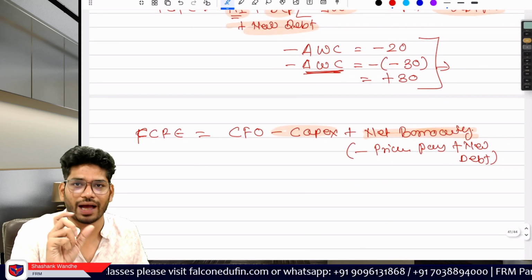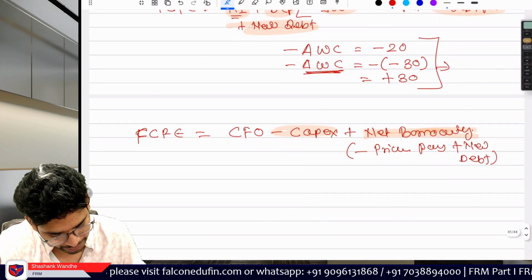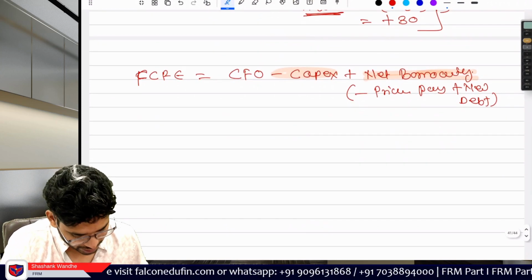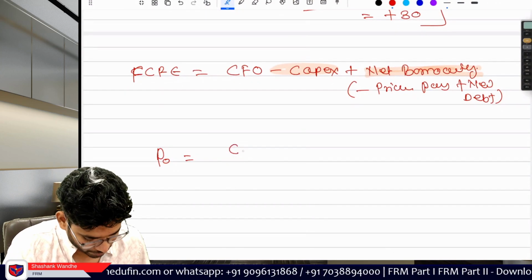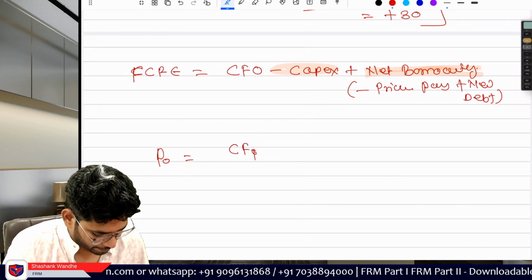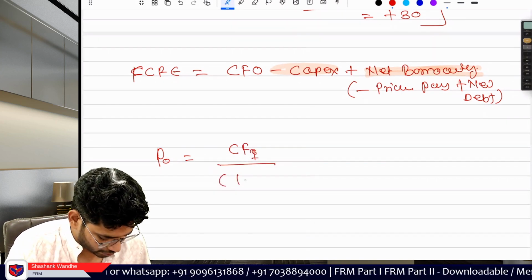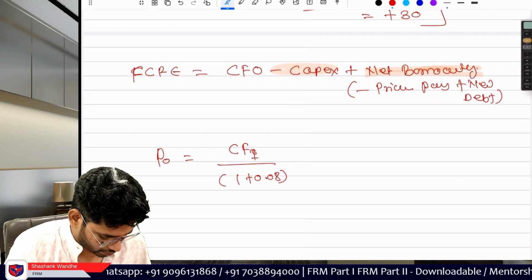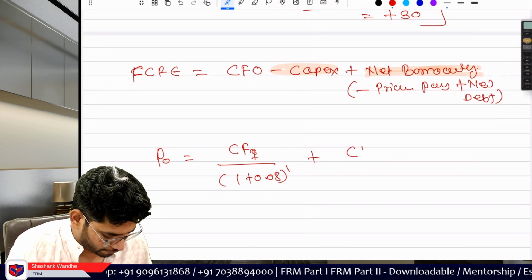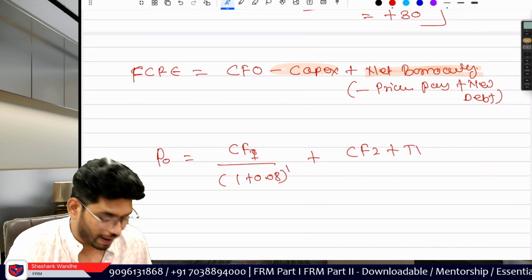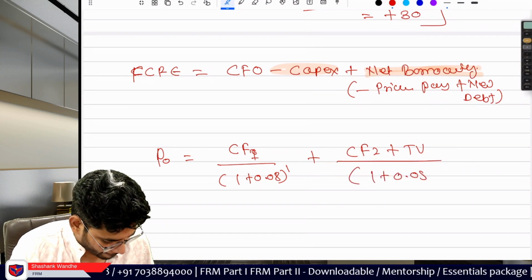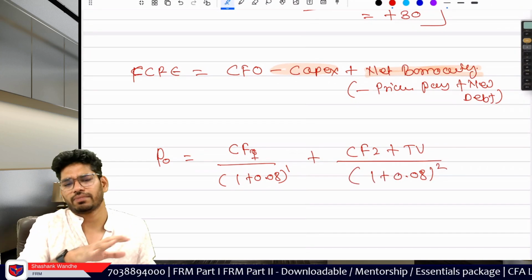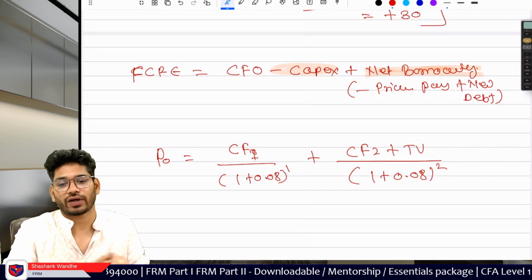Okay, so now, once you have the cash flow from equity, we can again use the same formula. So here the formula will look like this. So cash flow, CF1, you will discount it. Then say CF2 plus terminal value, the share value, and again you will discount it. Fine, simply whatever is the cash flow, you have to do the cash flow calculation.